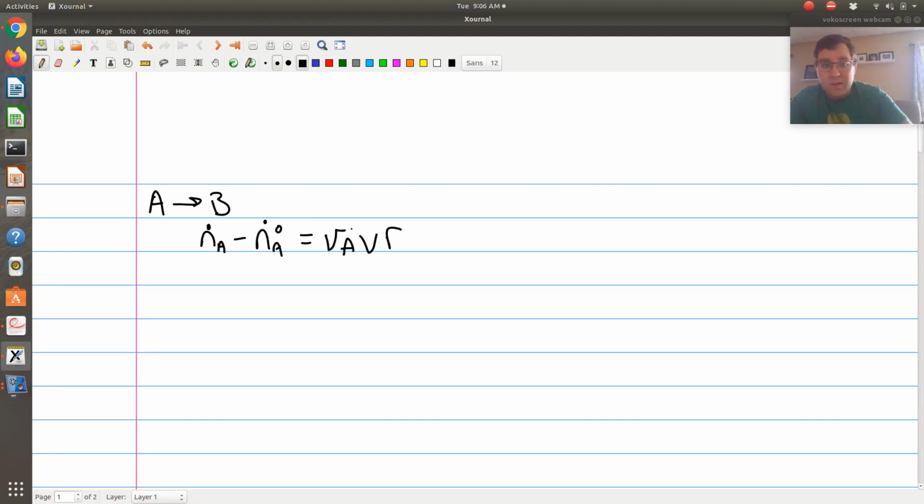Now let me explain what all this means. R is my general rate expression. ν_A is the stoichiometric coefficient of A. ν_A times R is equivalent to my species-specific rate. So what does this mean? Looking at my reaction A goes to B, I know for every mole of A that's consumed, a mole of B is produced. So the consumption of A and production of B is constrained by the stoichiometry of my reaction.